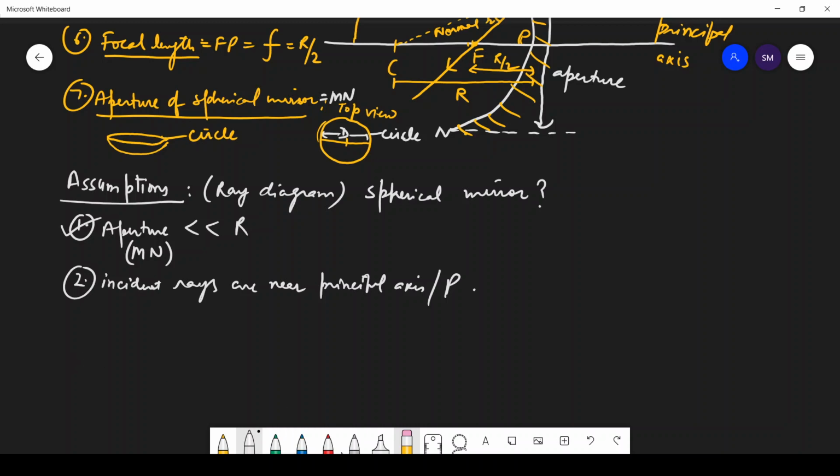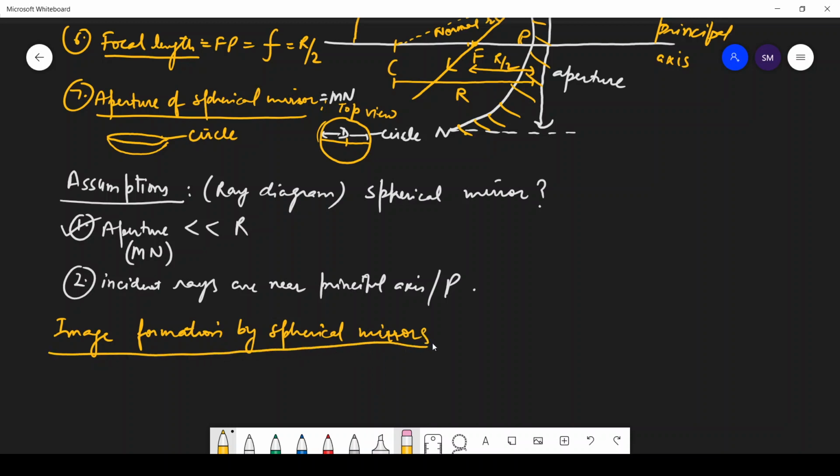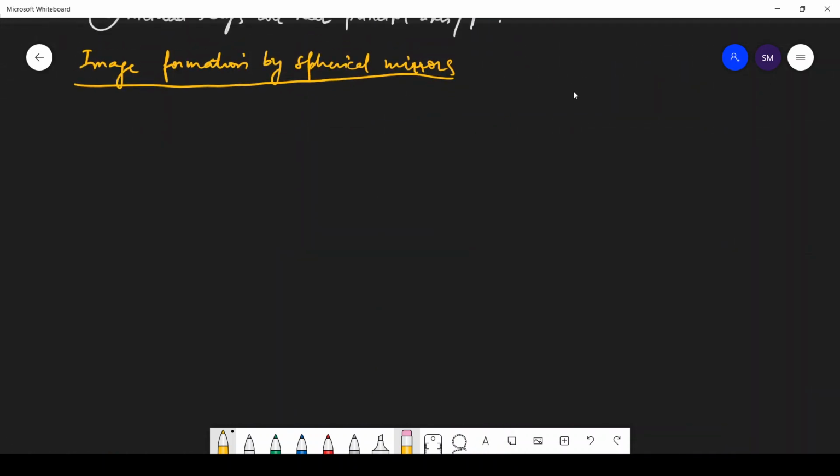Now the next topic is image formation by spherical mirrors. So now we know the key terms, and for both the mirrors, we're going to see how the image is formed.